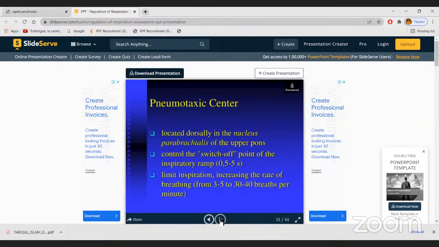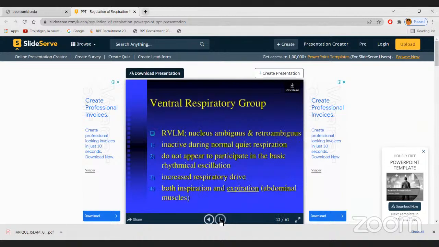The next one, the pneumotaxic center, located dorsally in the nucleus parabrachialis of the upper pons, controls the switch-off point of the inspiratory ramp. It limits inspiration, increasing the rate of breathing from about 3 to 5 breaths per minute.